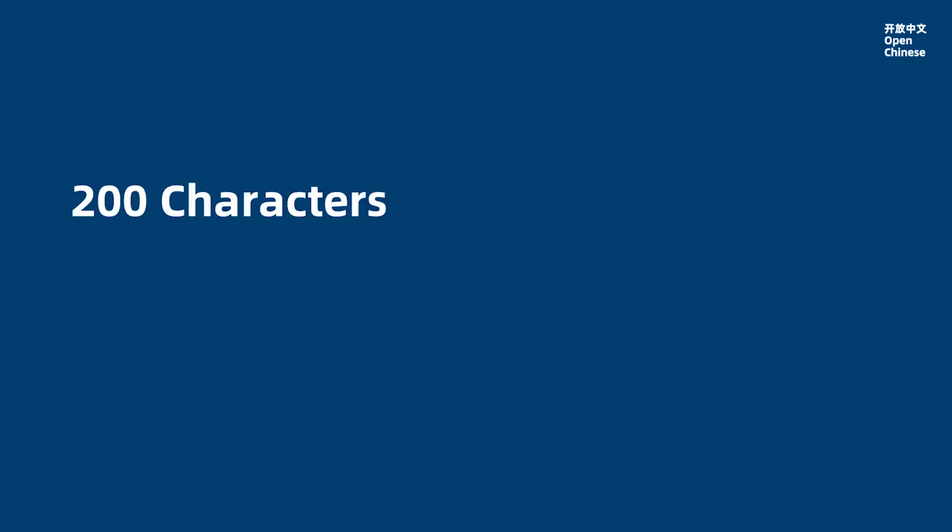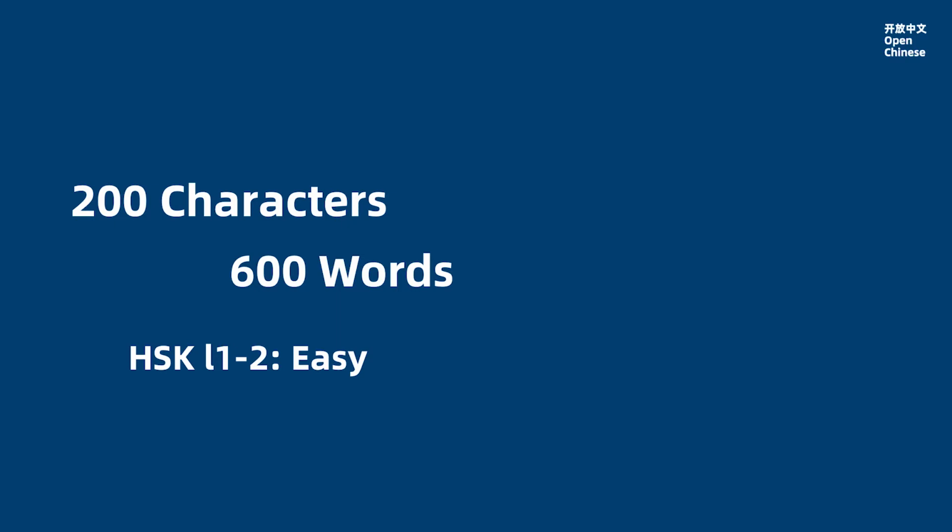This level of vocabulary classes is designed for HSK Level 1 to 2. In this level, we'll cover 200 characters and 600 new words. After this level of studies, you'll find HSK Level 1 to 2 are easy and get ready for your studies for Level 3 to 4.